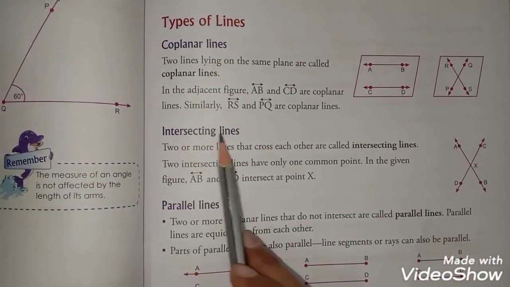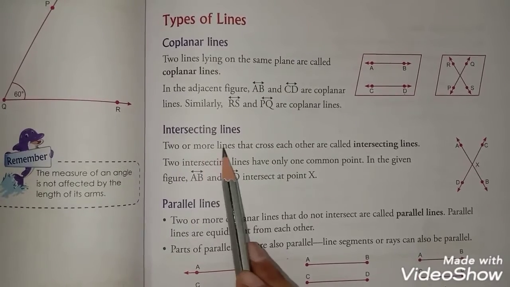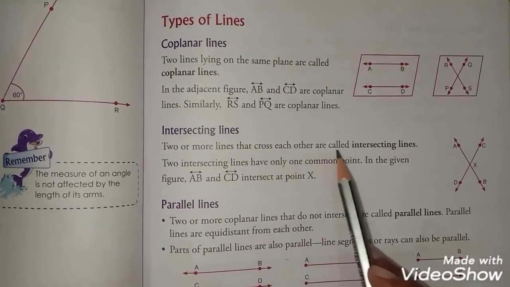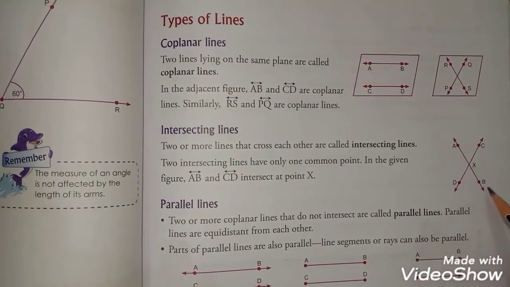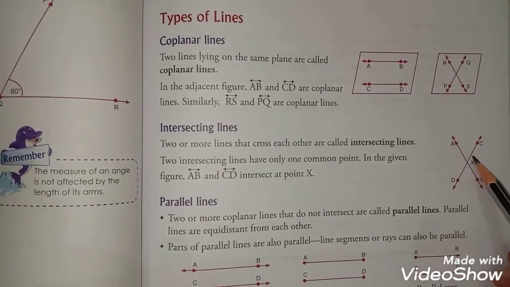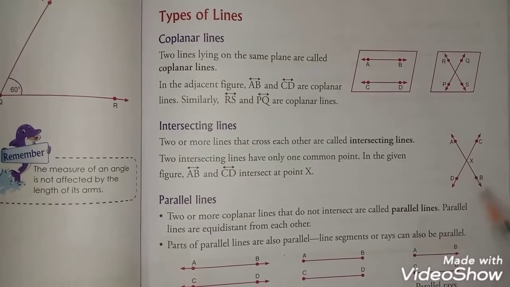Second is intersecting lines. Two or more lines that cross each other are called intersecting lines. Means two lines, when they cross each other, that are called intersecting lines.